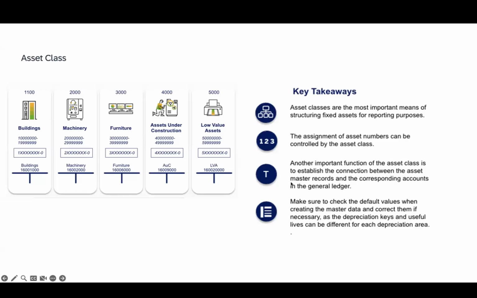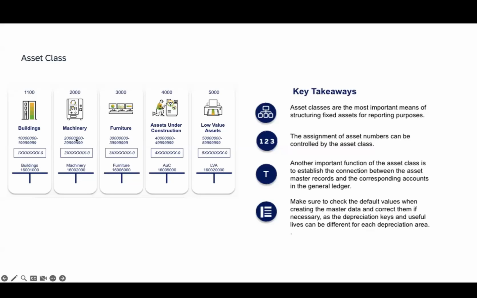The second important function, it connects the asset to the corresponding accounts in the general ledger. We can see the buildings will be stored in this account in the general ledger. It'll also define the accounts, the accumulated depreciation account and the depreciation account itself.